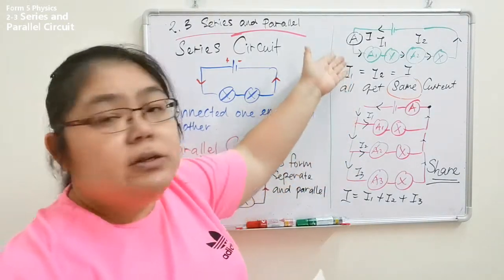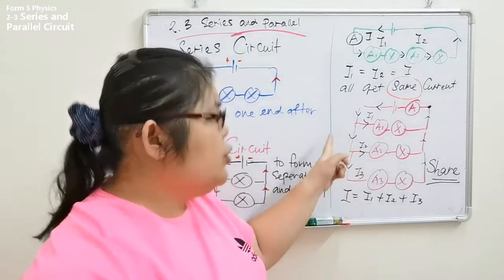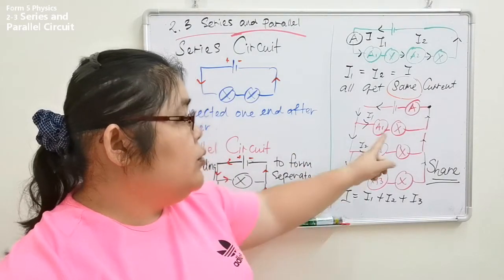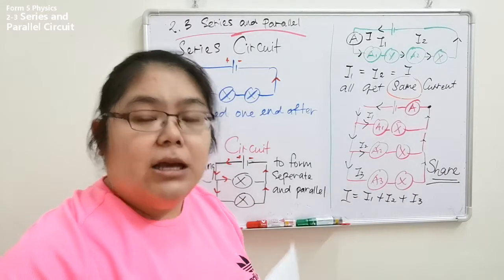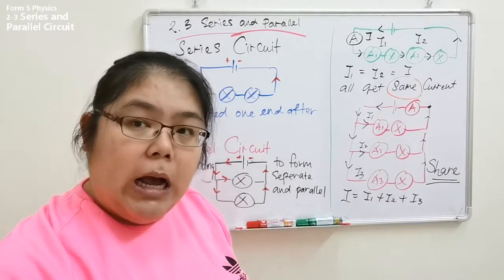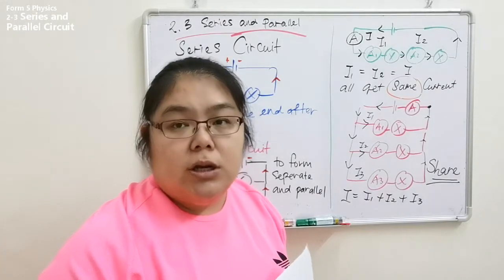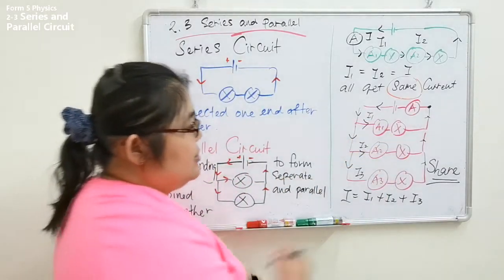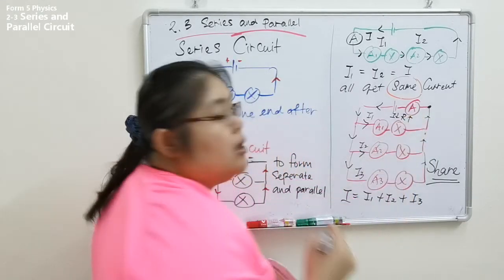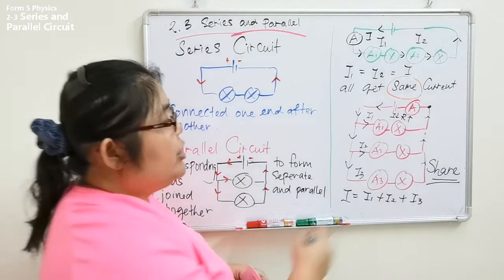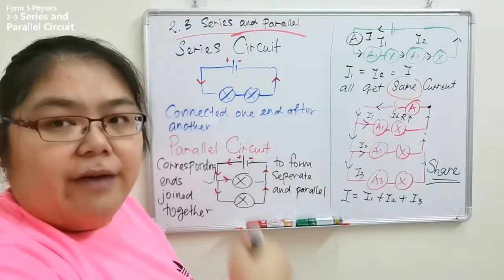Why? Because series does not need to share. One path, then go until the end. This one needs to share. When sharing, it also depends on how much resistance each bulb has. If your bulb resistor is high, we're using the formula V equals IR. V is constant, so I and R are inversely proportional. So if this R is the highest, the current that comes here becomes the lowest. The rest then share continuing level to level.